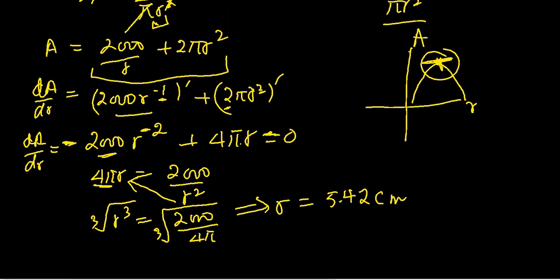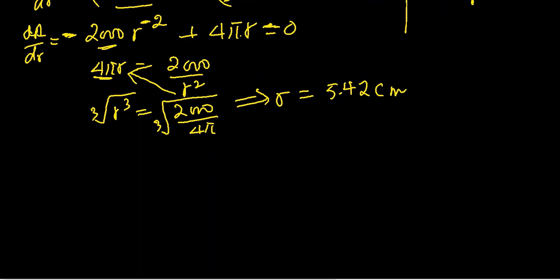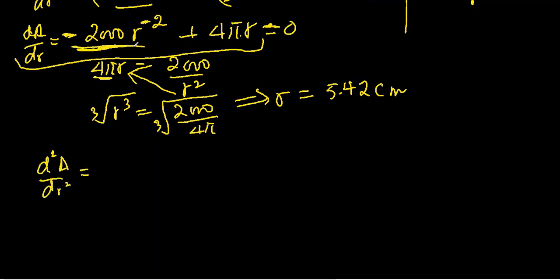So this is the radius for which we'll have minimum surface area, but we should confirm that it will actually be minimum. Okay, so for finding whether the stationary point is maximum or minimum, we'll differentiate this once more. So it becomes d square A over dr square, the second derivative. And if I differentiate this by the same method I did earlier, it will be minus 2 times minus 2000, which is positive 4000, and r goes down by 1 because minus 3, plus, and this one, 4 pi, is constant, only r will be differentiated, which is 1, so just 4 pi.